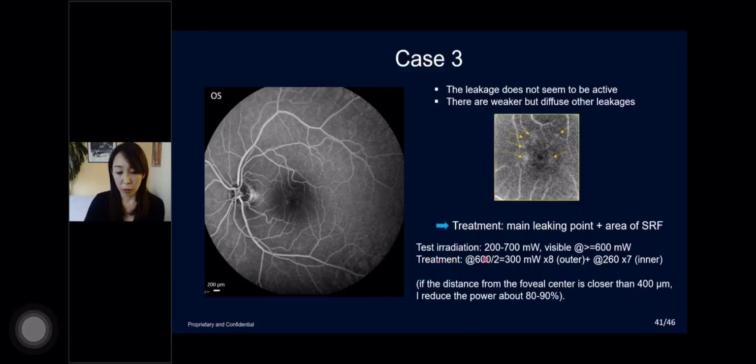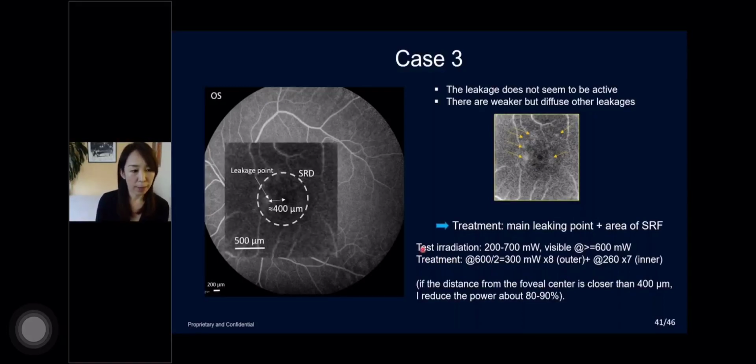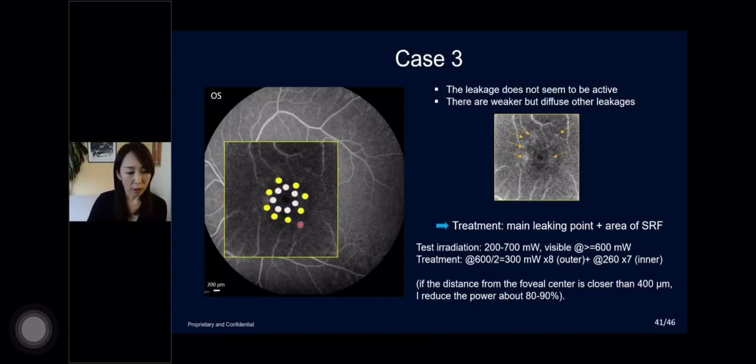So how would I treat it? I can see a little clearer here how close it is. The closest leaky point was about 400, very close to the fovea. The SRD detachment is like this. So what I did is, for the area a little farther from the fovea center, just half, 600 divided by 2, 300. And if going closer, a little reduced. This is my way so far.